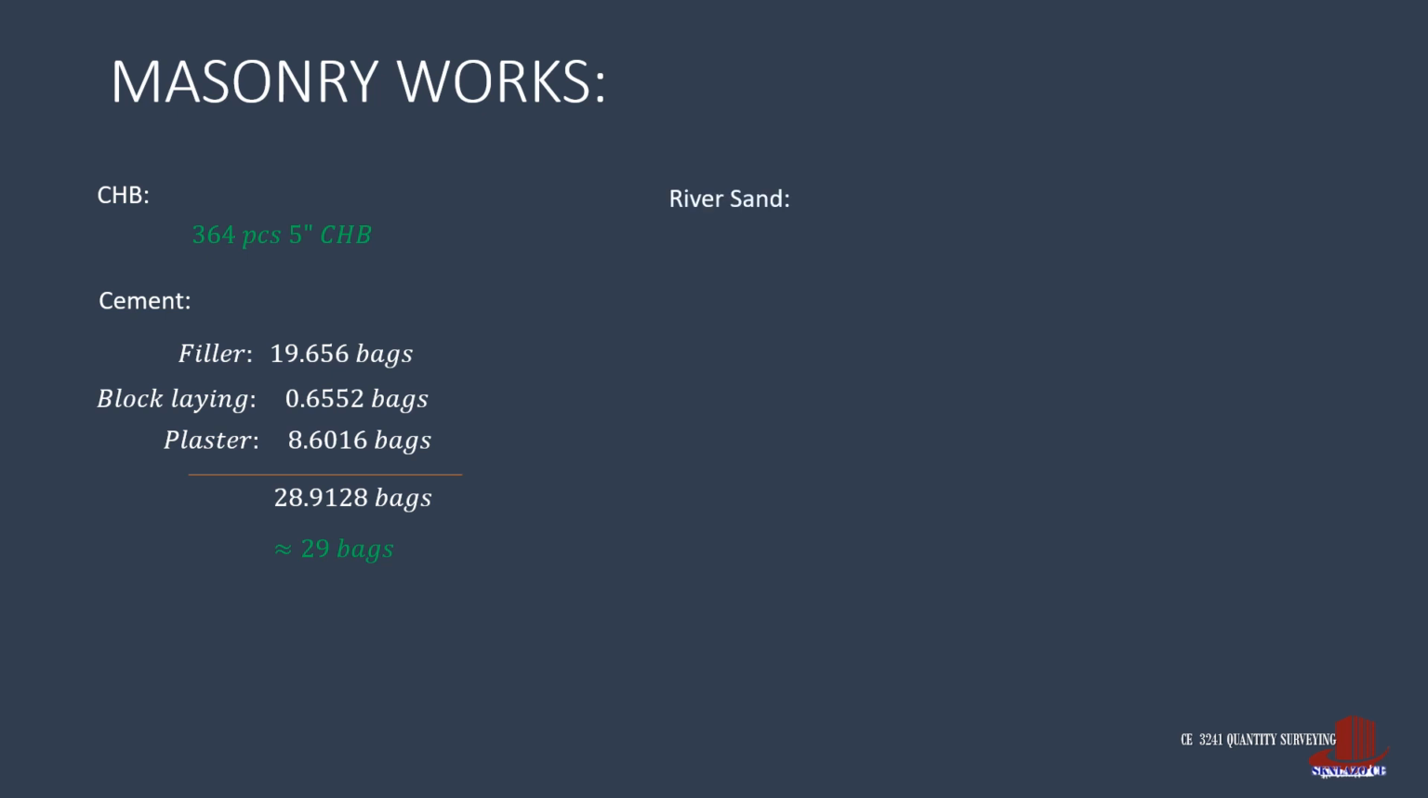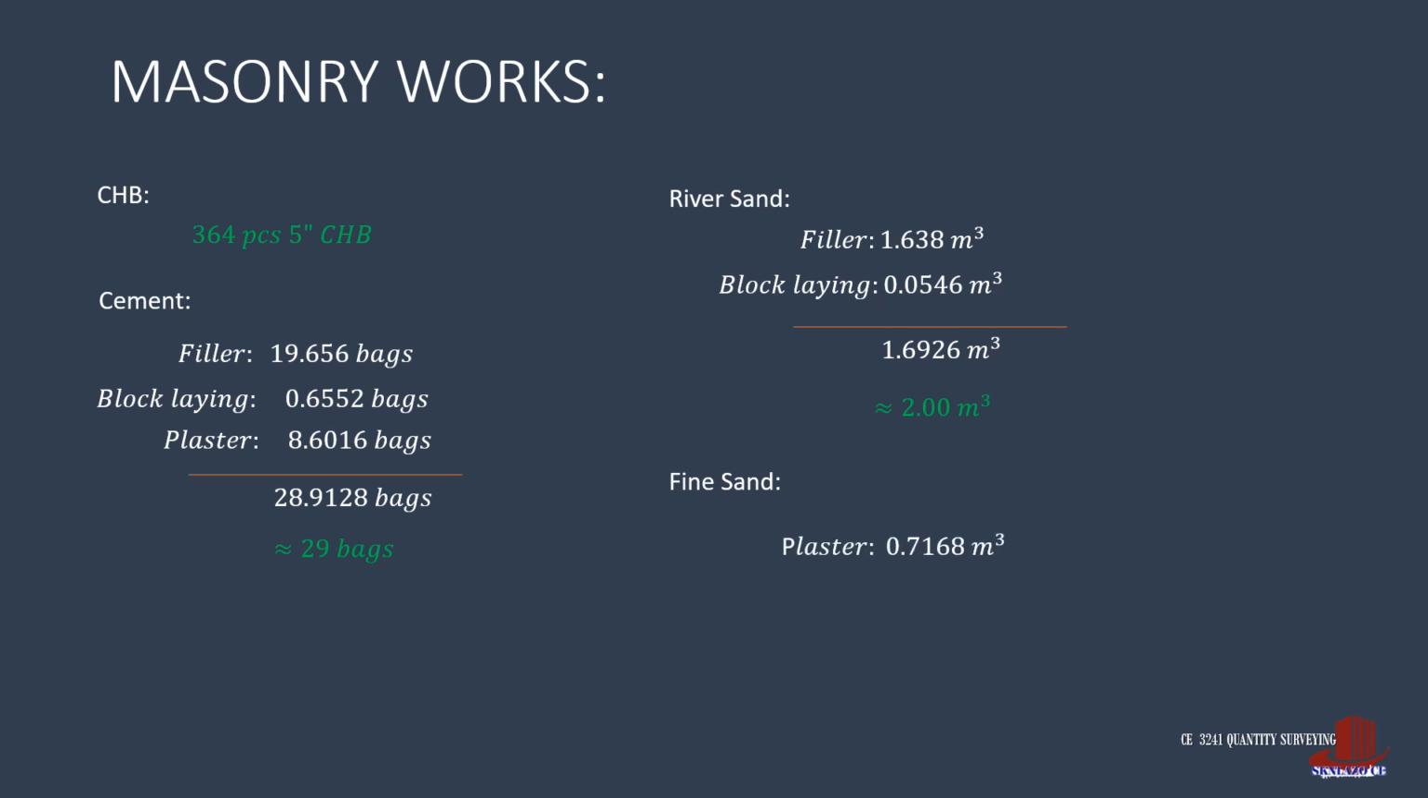River sand is used for mortar filler and block laying, with 1.638 and 0.0546 cubic meters respectively. The project needs 1.7 cubic meters of river sand, rounded up to 2 cubic meters. Then fine sand is used for plastering, which was quantified as 0.72 and rounded up to 1 cubic meter.